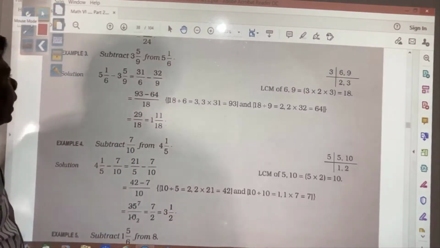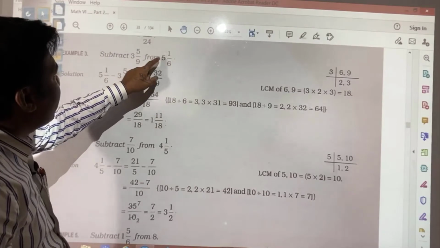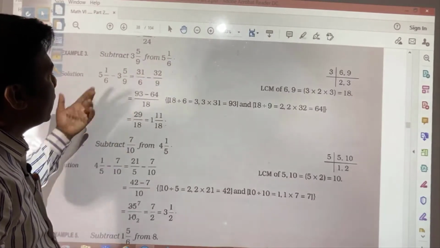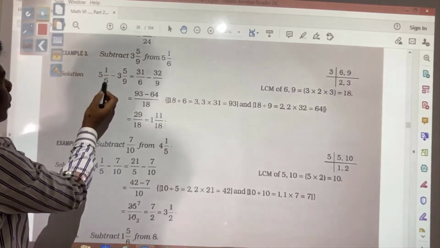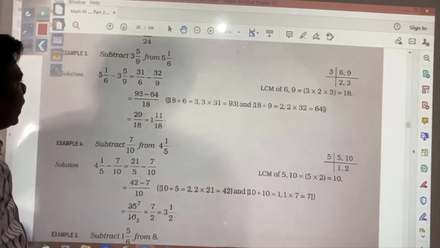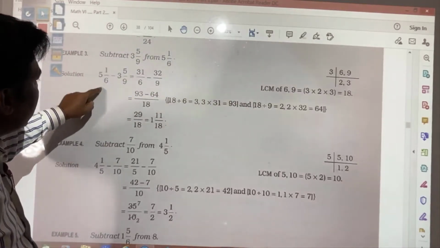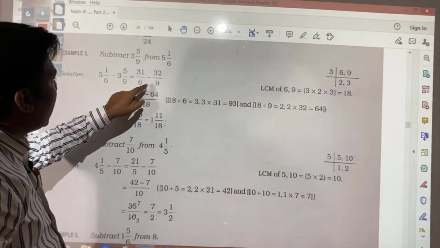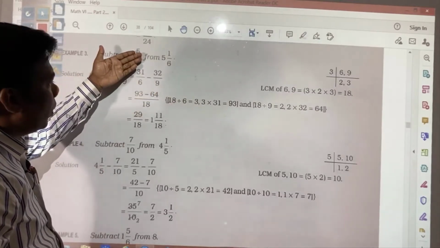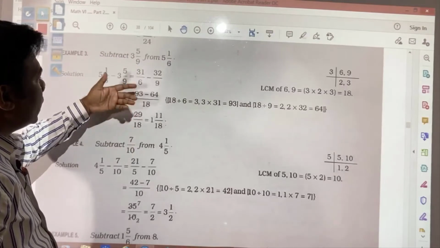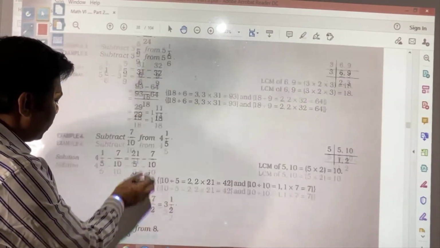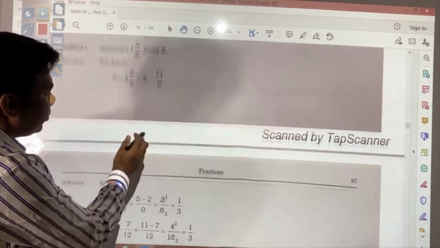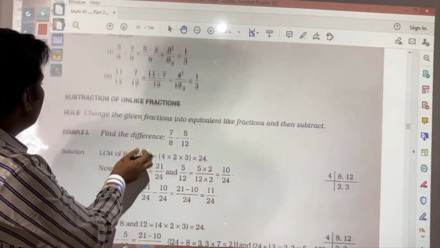Then you have to subtract 3 whole 5 by 9 from 5 whole 1 by 6. The same method is required to be applied here also. 5 whole 1 by 6 minus 3 whole 5 by 9. This is required to be converted into improper fractions. And then, as per the rule we have applied before, the same rule is required to be applied. Similar questions are there. Here you see, these are all similar questions.